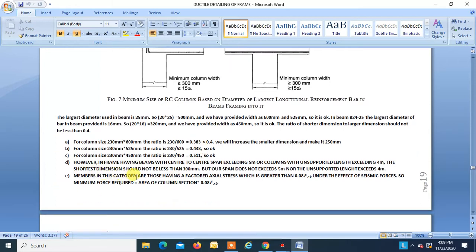Now remember, this category applies to members having a factored axial stress greater than 0.08 fck under the effect of seismic forces. So the force required is equal to the gross area of the column section into 0.08 fck. What does this clause mean? The axial force in the column should be greater than this force. If it is found to be less than this force, then that member has to be designed as a flexural member and not as a column.